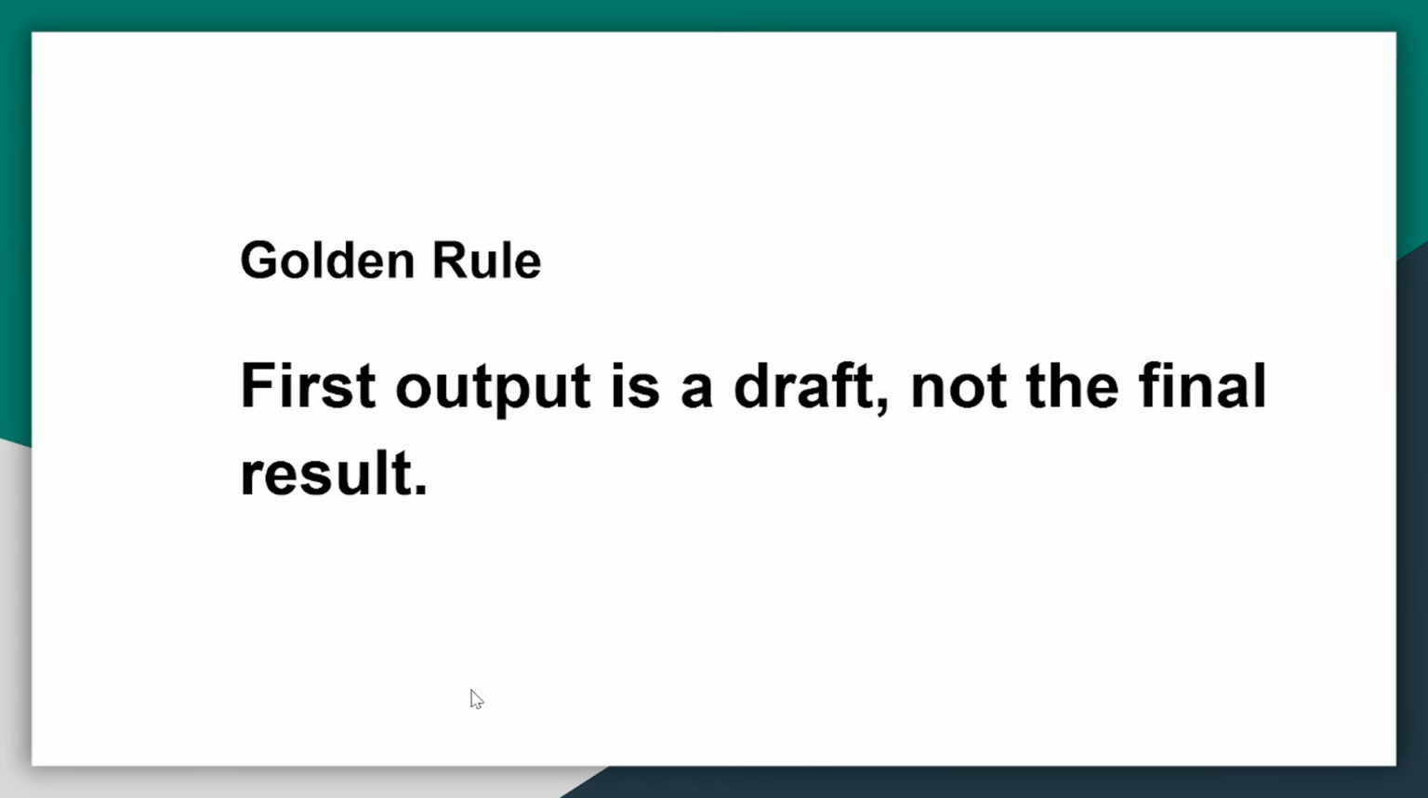Now another golden rule is that the first output is a draft, not the final result. This is especially true when you're creating an image, not a video, because a video once it's created is very rare to redo. But for an image, the first output is not the final thing. You can still redraft it if you don't want it.